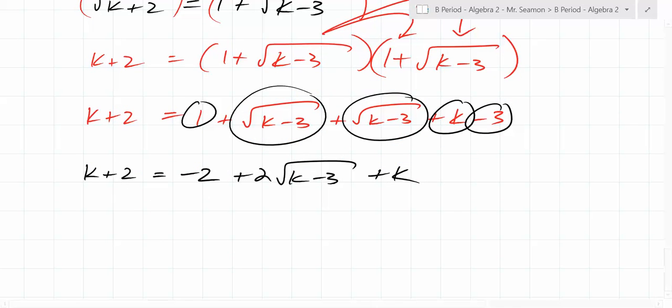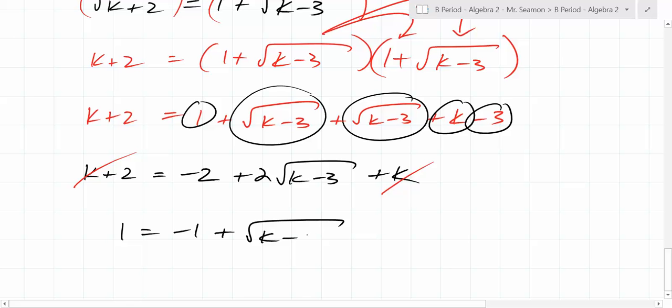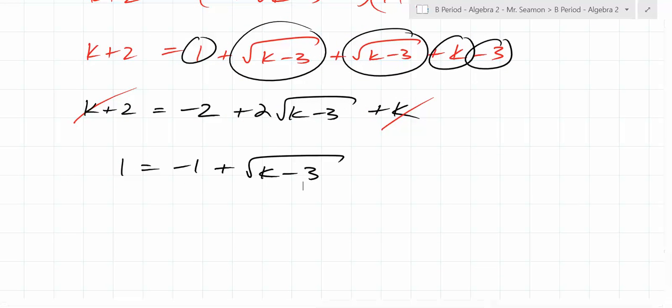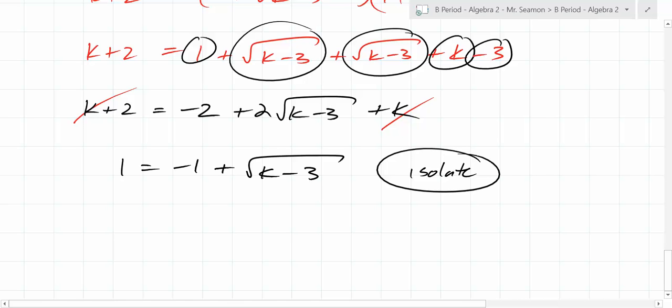Now, is there something we can cancel on both sides? The k cancels. And what can we divide everything by? 2. So what do we have now? 1 is equal to negative 1 plus root k minus 3. How many radicals do we have now? We have 1 radical. So what's that first word? Isolate. So what do we do to isolate the radical?